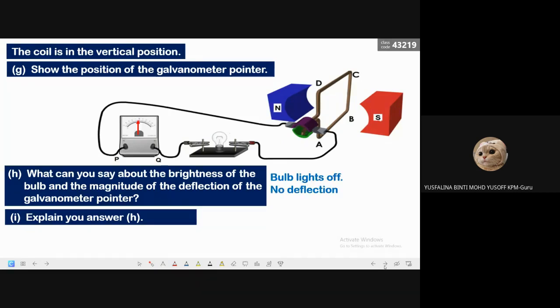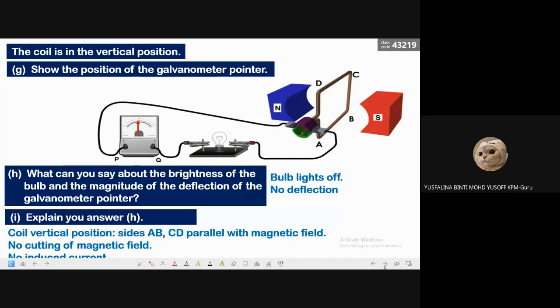This one I already discussed. So the bulb lights off. At this part, no current will be produced, but it will still move because of the inertia. There is no induced current, but it will still move because of the inertia. So the bulb lights off, no deflection. At the vertical position, sides A, B, C, D are parallel with the magnetic fields, so it just passes through like that. There is no cutting of magnetic fields and no induced current. So at this part there is no induced current, but what makes it move is the inertia.